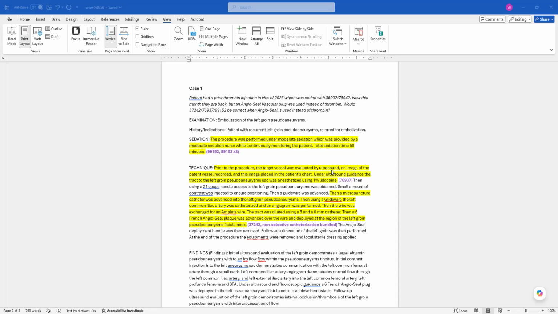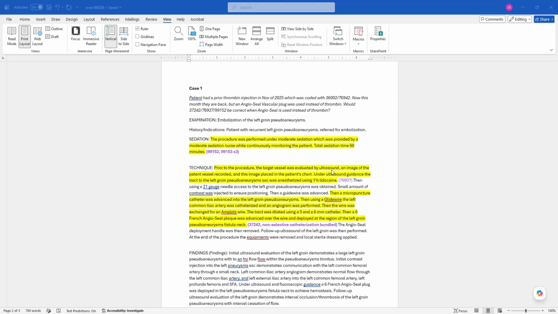It's really just one brief paragraph under the technique there. We start out and we see that we have ultrasound guidance being performed. So we have a 76937 with the documentation requirements being met for that. Then the physician gains access to the left groin pseudoaneurysm. So right now we have a non-selective catheterization. Then we see that the catheter was advanced, it says, into the left groin pseudoaneurysm.